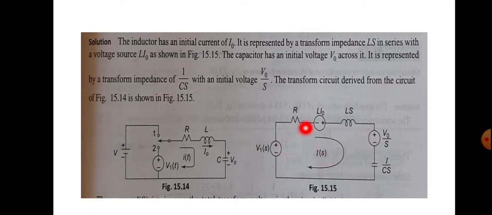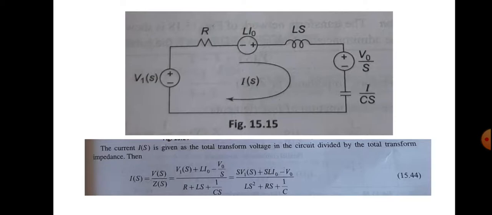So this is the transformed circuit. For finding the transformed value of current, first of all you have to know how to draw the transformed circuit. So you just remember the transformed circuit corresponding to the inductor, and also the transformed circuit corresponding to the capacitor. That is the only thing that we need here. The transformed circuit portion corresponding to the inductor is this, and corresponding to the capacitor is this.